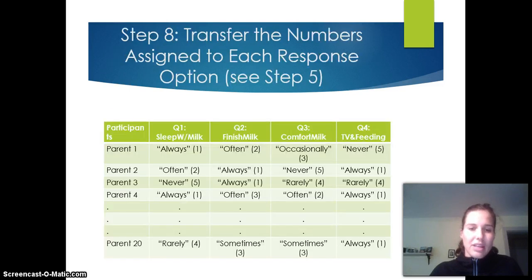So let's go back, let's recap really quick. This is kind of where we ended our last workshop, with this table that contains the following information. It has one column listing 20 different participants. In the example that I used, it was parents who were asked about feeding habits for their babies. And then you have columns for each survey question.